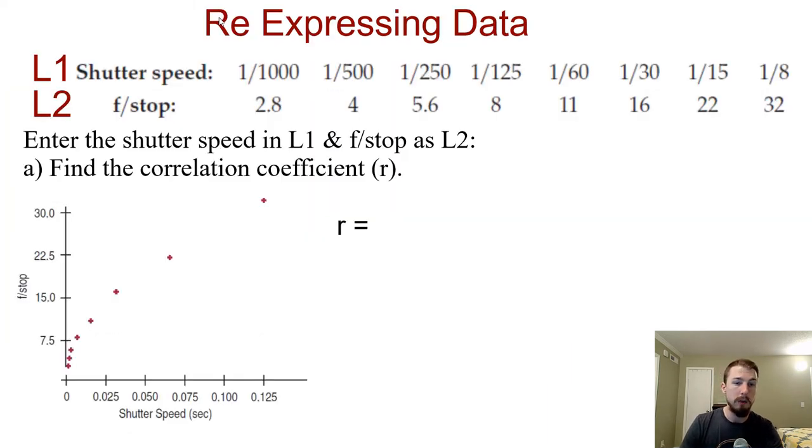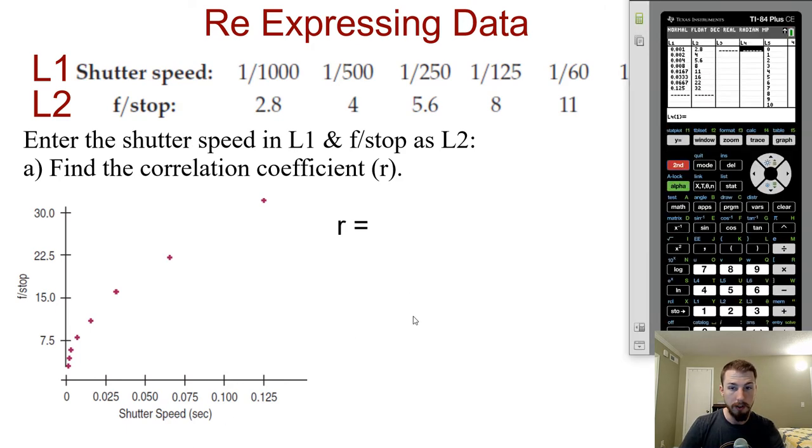Anyway, so here's our data. We have our shutter speeds, and these are the frequencies written here. And then we have our f-stop, which, I don't know quite how f-stops are calculated. You can look it up if you want. I don't really do photography. But anyway, enter the shutter speed in list 1 and the f-stop in list 2.